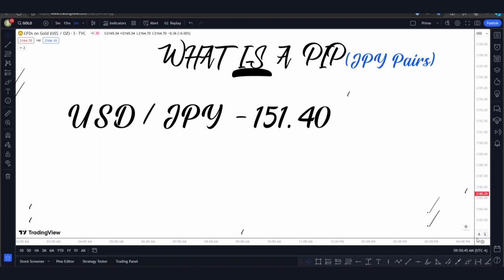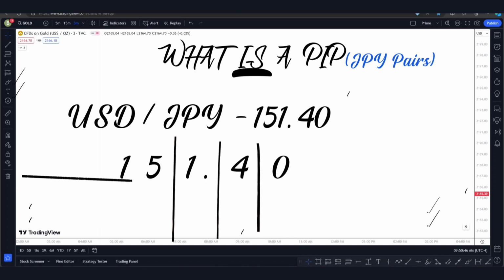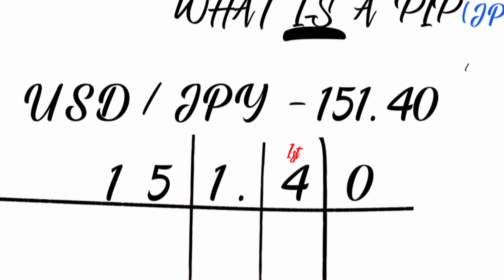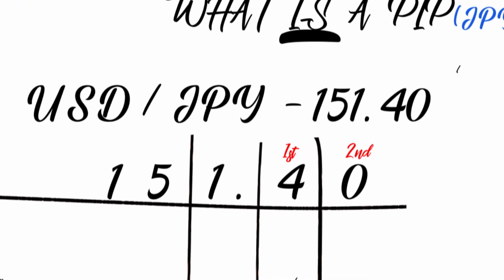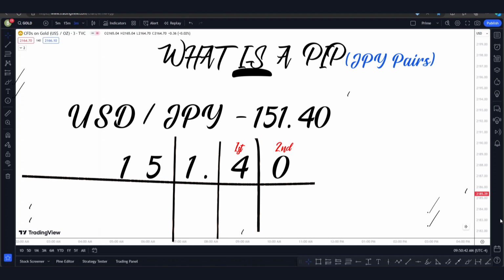So for you to understand it better, let's pull down our table so we know how it's done on this kind of pair, right? We have the value of the dollar yen as 151.40. So we have the first number, which is the 4, and the second number, which is the 0. With this, we know our 1 pip is the second figure after the decimal point. And so the 0 is our ones, the 4 is our tens, the 1 is our hundreds.